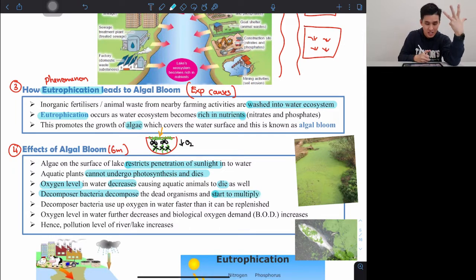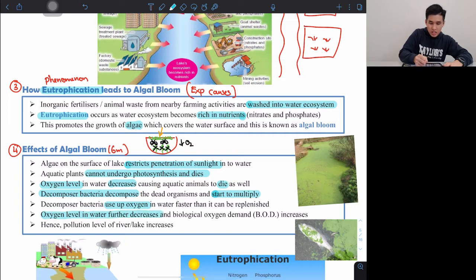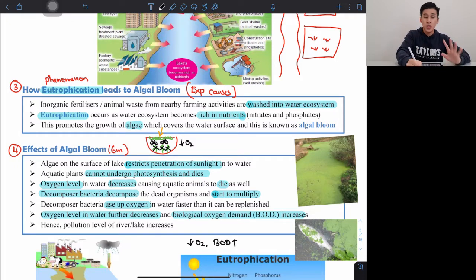As time passes, oxygen will be even further depleted, getting lesser and lesser, to the point whereby all the surviving fishes will just die off. So right now what happened here is, as oxygen decreases, something called biological oxygen demand increases. So you just have to remember this. Oxygen decrease, BOD will be the opposite. Now what's BOD? Biological oxygen demand, you can remember it like this lah.